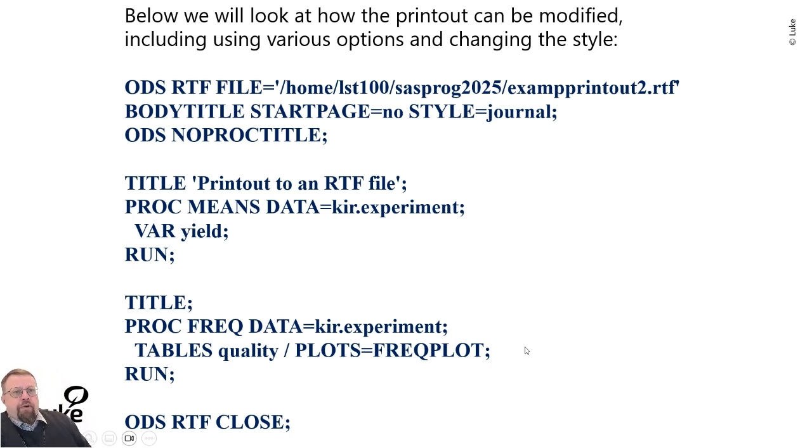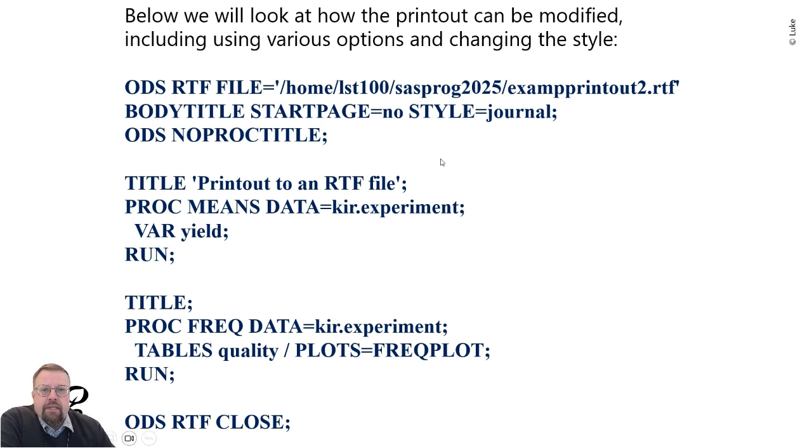However, there are a lot of additional options that we can use to fine-tune the output, and this is an example of those. So we have now added the option body title. That makes it so that the titles we define in SAS do not go to the header and footer parts of the document, but rather in the body part of the document.